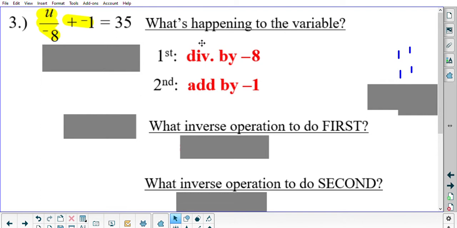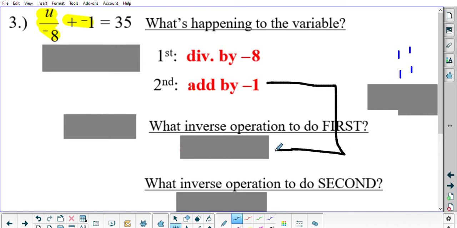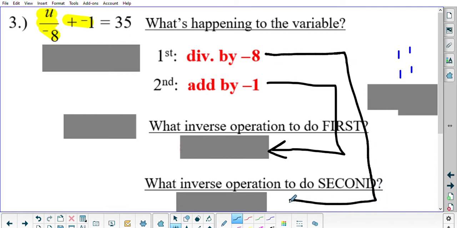Should it be the inverse of dividing by negative 8, which would be multiplying by negative 8? Or should it be the inverse of adding by negative 1, which would be subtracting by negative 1? Can you figure out what the first inverse operation would be? All right, I hope you figured that out. What was last will now be inversed first. What was first will now be inversed last.